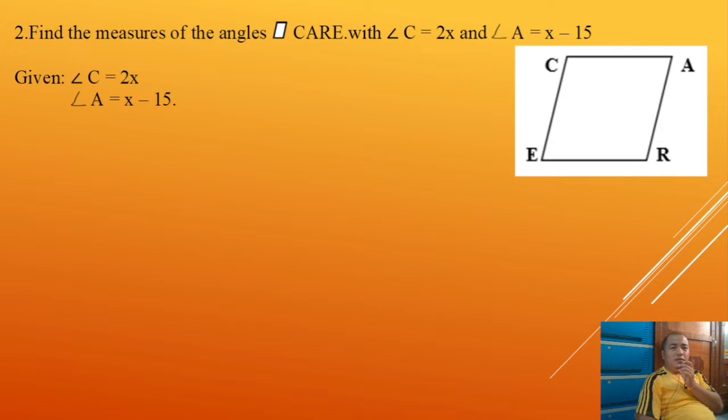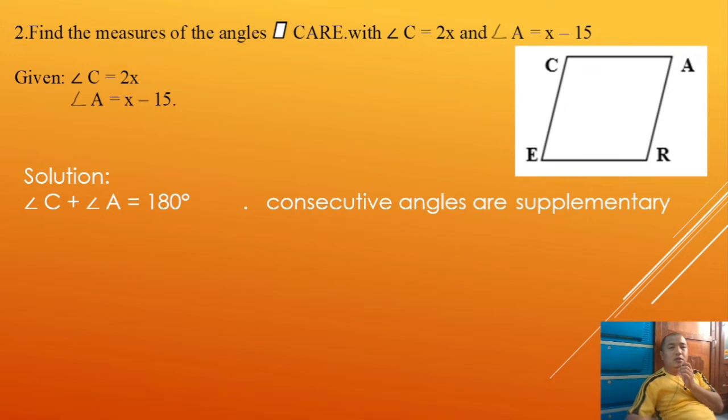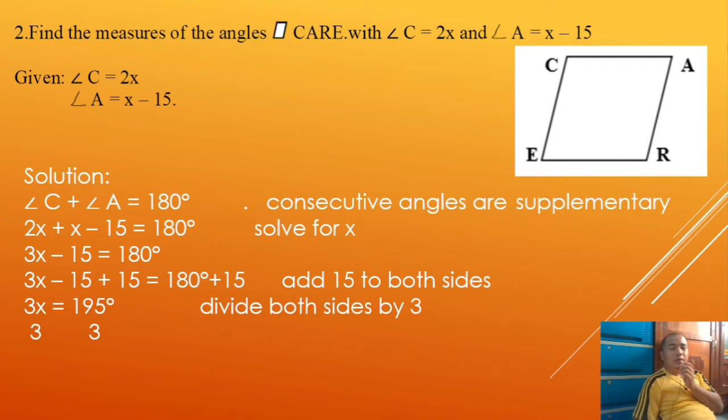Number 2: find the measure of the angles in the parallelogram, with angle C equal to 2x and angle A equal to x minus 15. Since they are consecutive angles, these two angles are supplementary, so their sum is 180 degrees. 2x plus x minus 15 equals 180. 2x plus x is 3x. 180 plus 15 is 195. Divide both sides by 3. Therefore, x is 65.